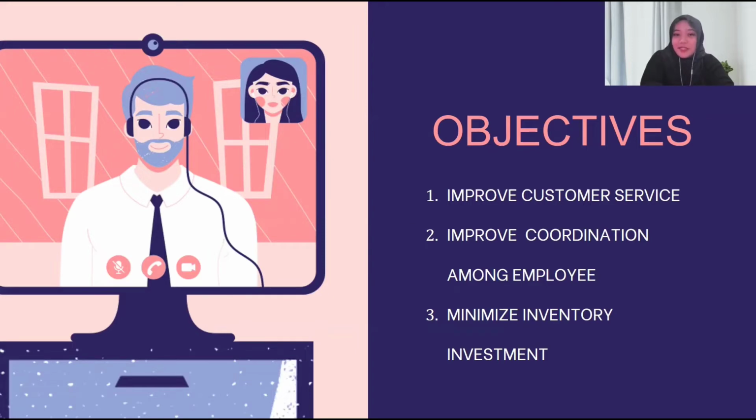The second objective is to improve coordination among employees. The MRP system helps in maintaining a continuous flow of inventory through the manufacturing process. MRP improves the manufacturing system's efficiency in a strategic way. The last objective is to minimize inventory investment.